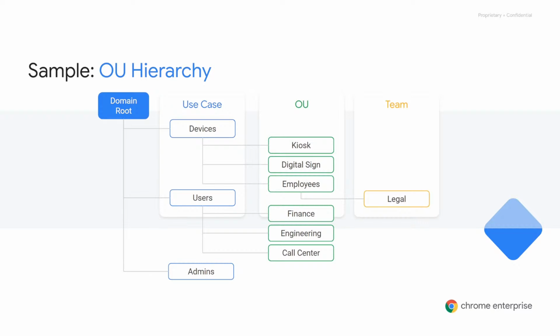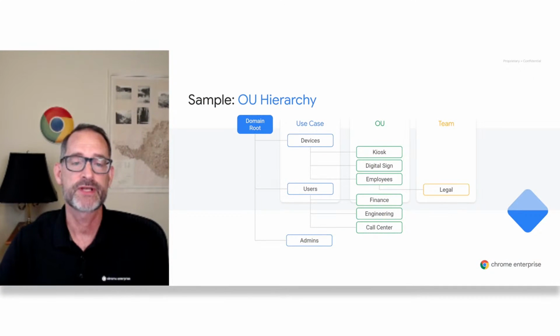And underneath the employees, you might have different groups of OUs for different teams, like legal or finance. And then underneath users, again, you see these functional groups. Finance might have a different set of settings and different apps from an engineering team, which might have a different set of apps and security settings from a call center employee. And often the admins themselves are broken off into their own user group because they'll get a different set of apps and a different set of permissions.